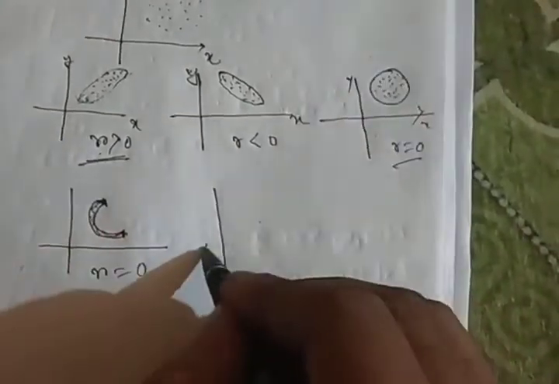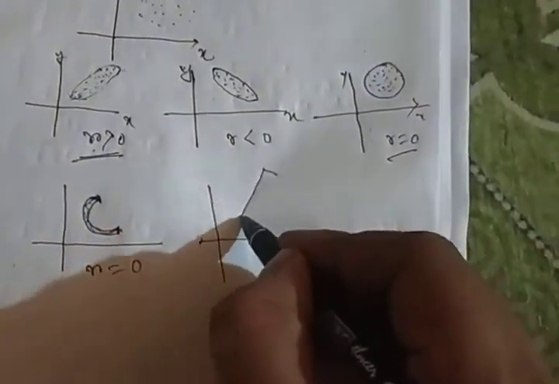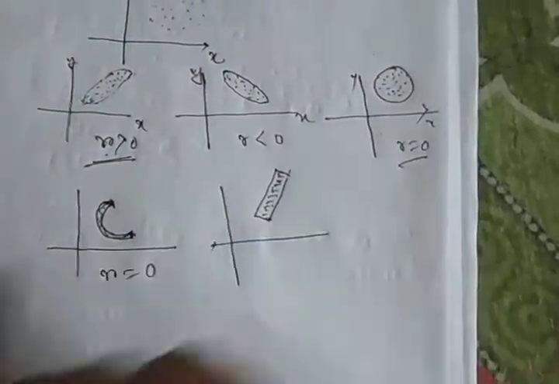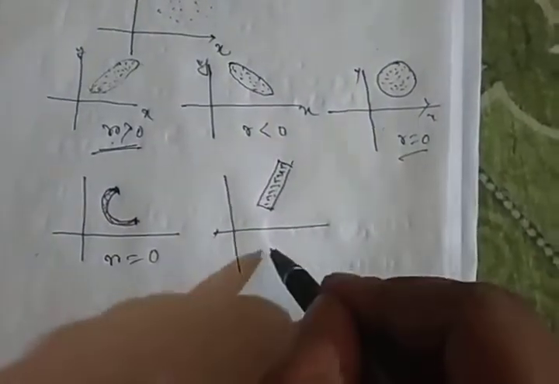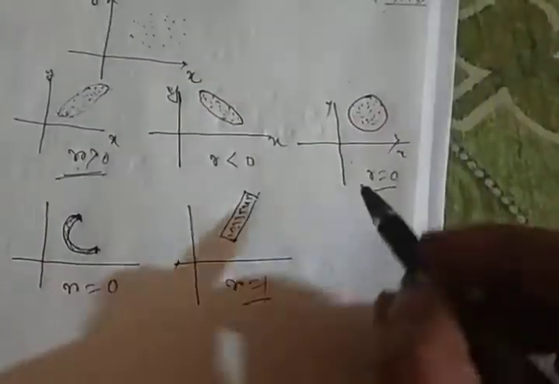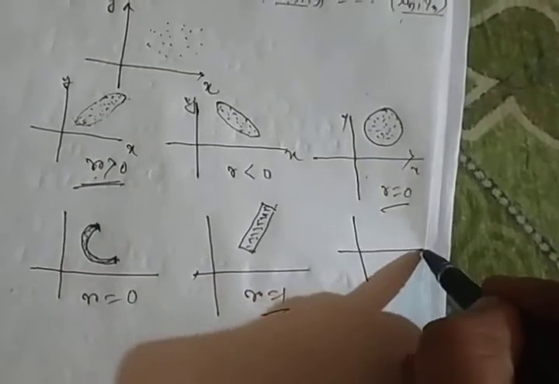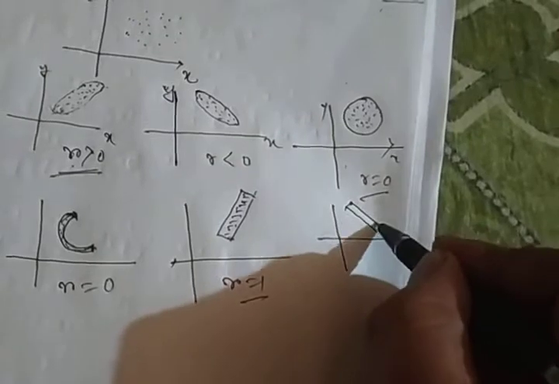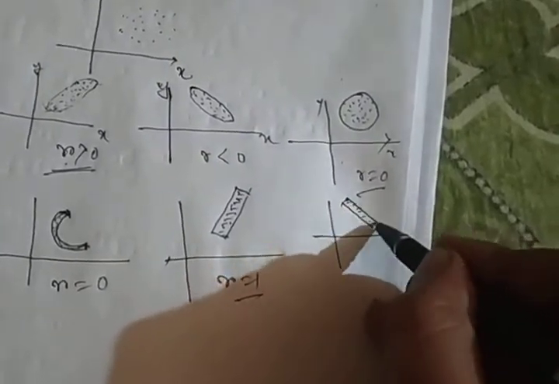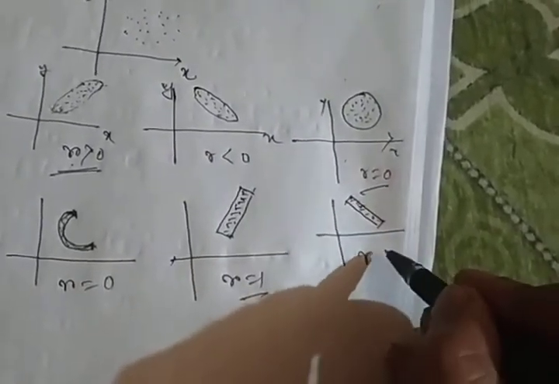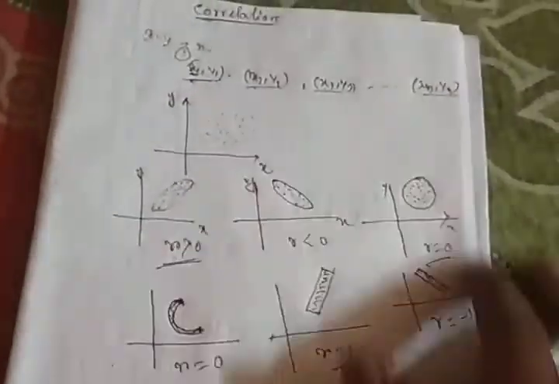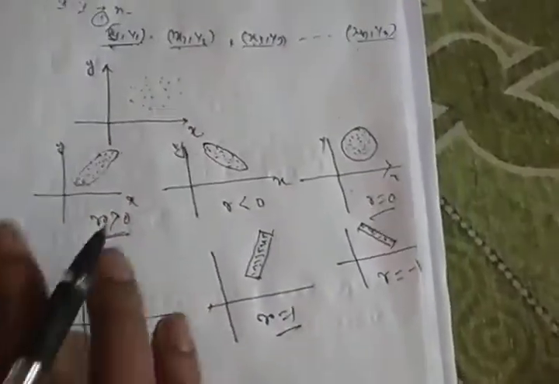If we find a perfect straight line form in this diagram, we will get r equals 1. And if we get this type of diagram, a perfect straight line form in the other direction, then for this diagram r equals -1. So these are the conclusions we can find from the scatter diagram.